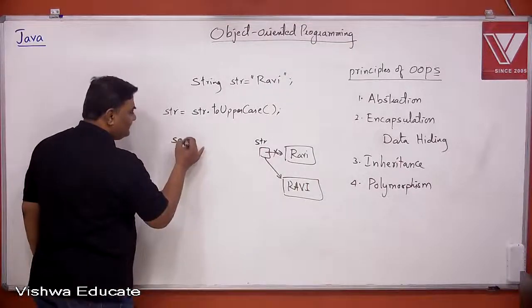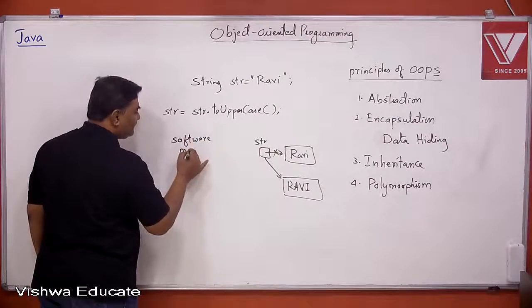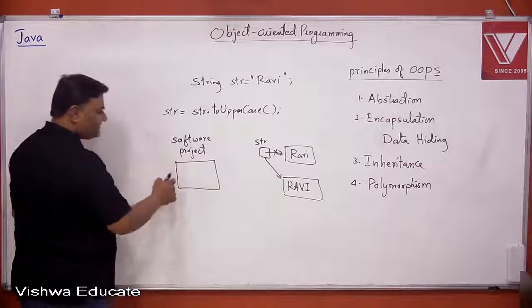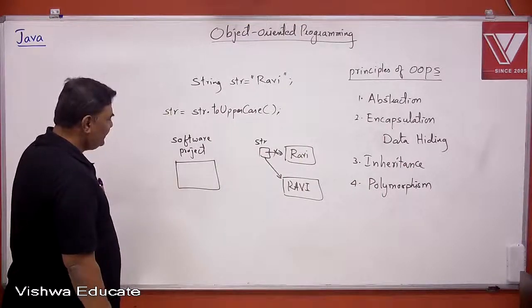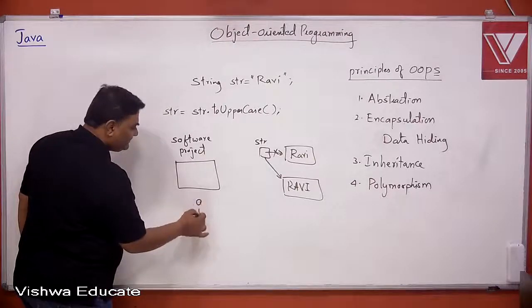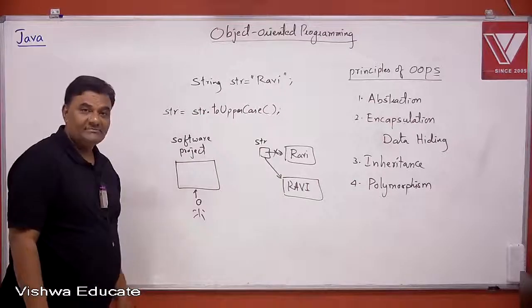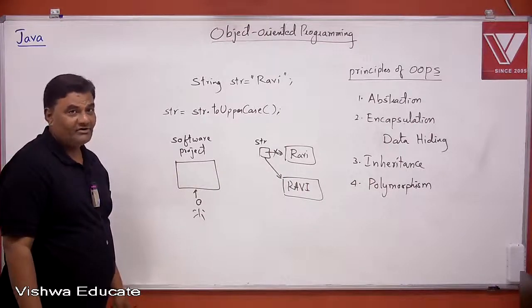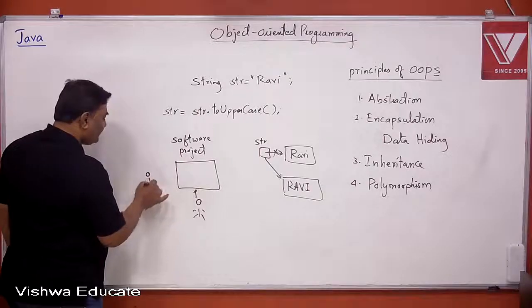There is a software project. Let this box represent a project. How many programmers will develop it? Can just one programmer develop this project? If it is a very small project, one programmer can finish it. But if it is a very big project, one programmer cannot finish it. Then you need a team of programmers.